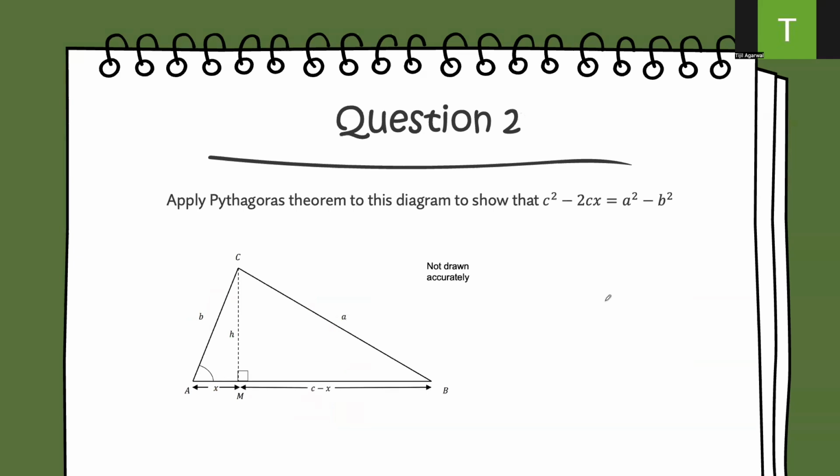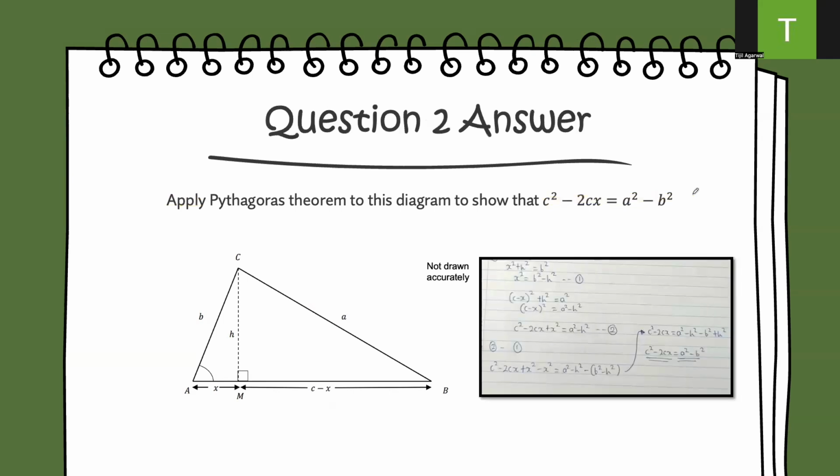Okay, let's look at the next question. Now, this is a bit more difficult. This is something which you could get at the end of a question, as a 4 or 5 marker, and you can see already from the wording of the question that it's an applied question, right? It's not just putting in the formula and crunching some numbers. We have to apply that theorem to show an algebraic relationship, to show that c squared minus 2cx is equal to a squared minus b squared.